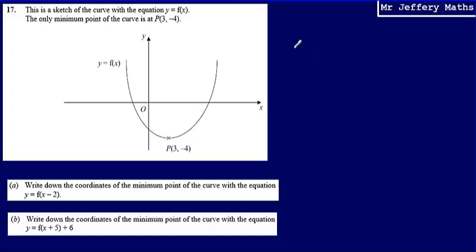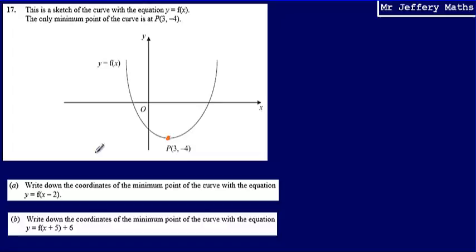This is question 17. Here we're given a sketch of the curve with the equation y equals f of x. We're told that the only minimum point of the curve is at P, and we're told that this coordinate is (3, -4). And we can see that on the diagram. What we're asked to do is write down the coordinates of the minimum point of the curve with the equation y equals f of x minus 2.